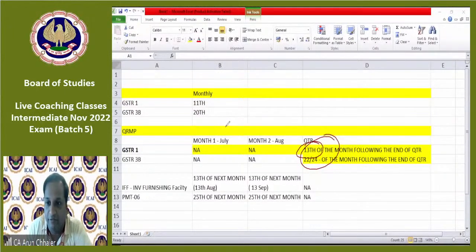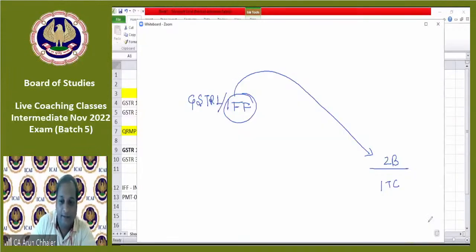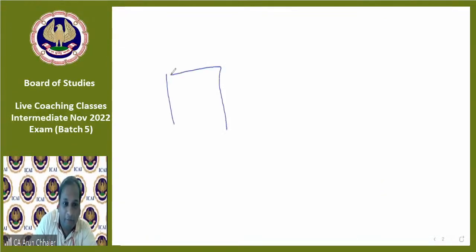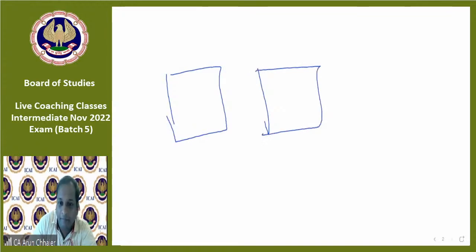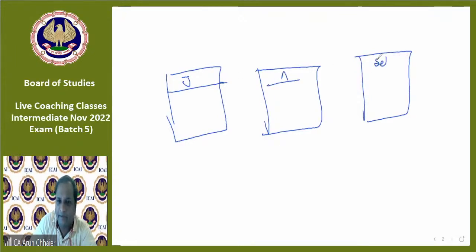Very nice question, Rekha. The details in the IFF will not be repeated in the GSTR1. Try to understand with the help of one chart. Let's say it is month 1, month 2, month 3. Let's say July, August, and September.